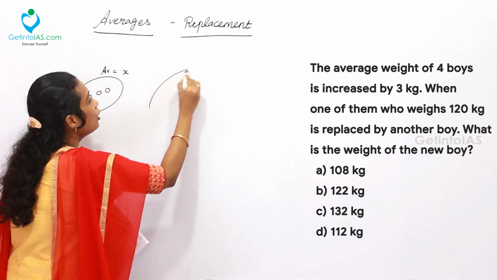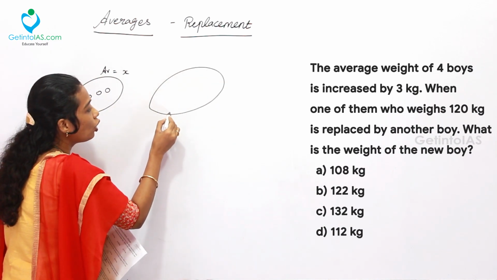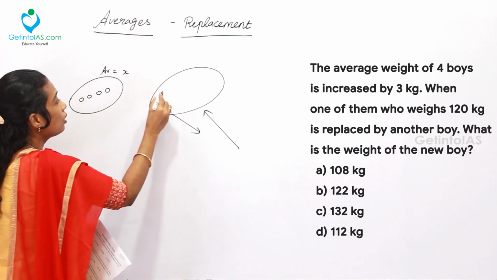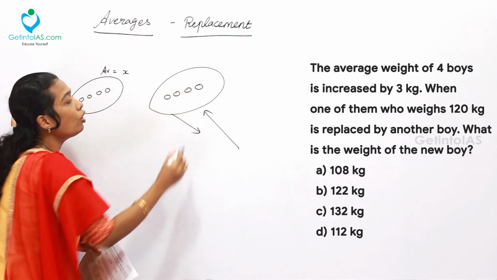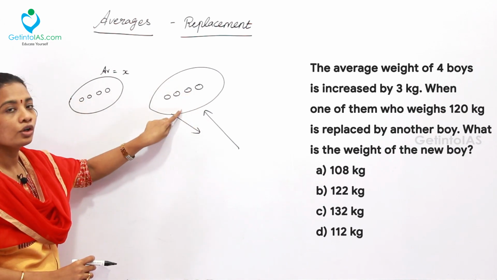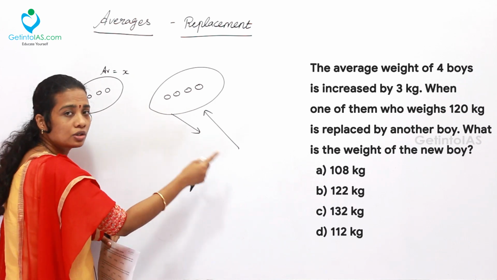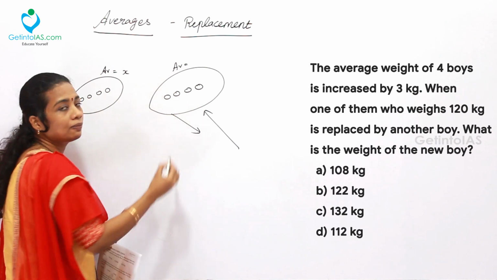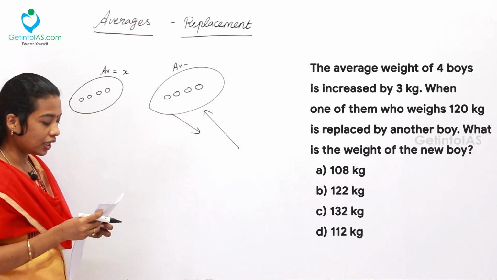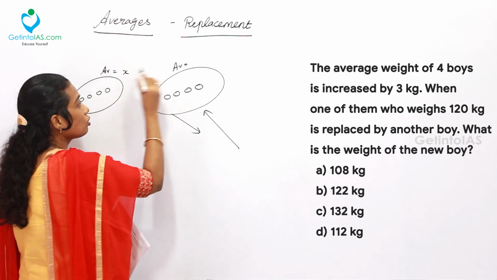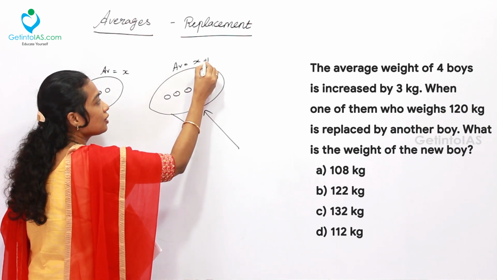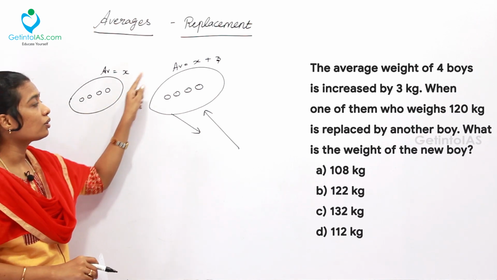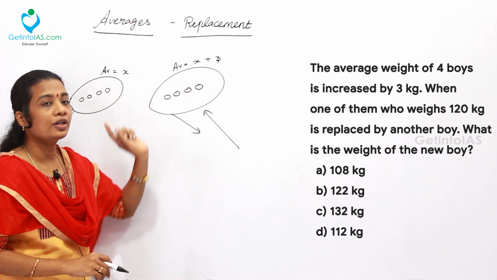So after the new person comes, the old person will go. At the same time the new person is coming. Now also there will be 4 members. There is no change in the number of members because one is going out and at the same time another one is coming inside. Now what is happening? The average is increased by 3 kg. So if the average was X, now the average will become X plus 3. Here we are not going to consider X. For your reference I have written it simply.